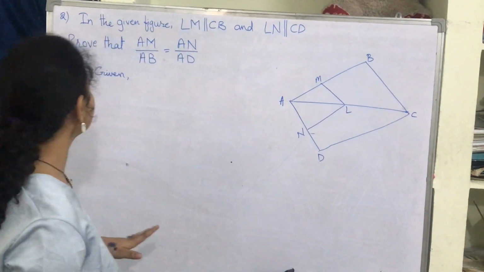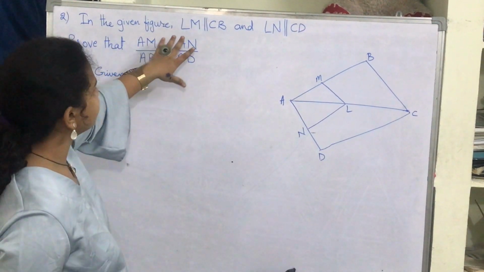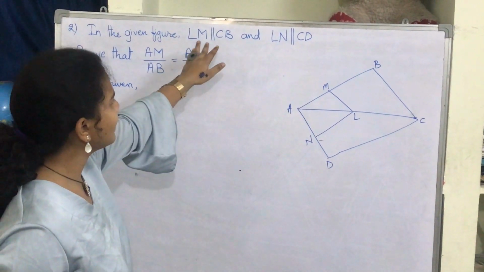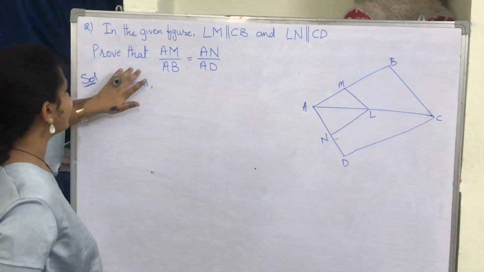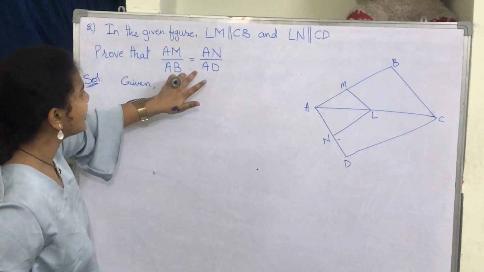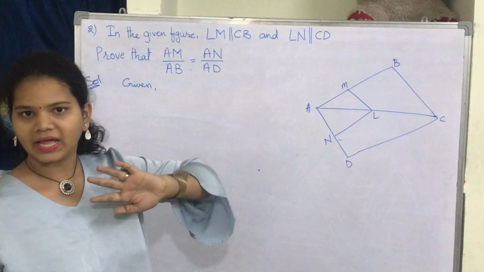Let's start with the second question. Here you have, in the given figure where LM is parallel to CB and LN is parallel to CD, prove that AM by AB equals AN by AD.